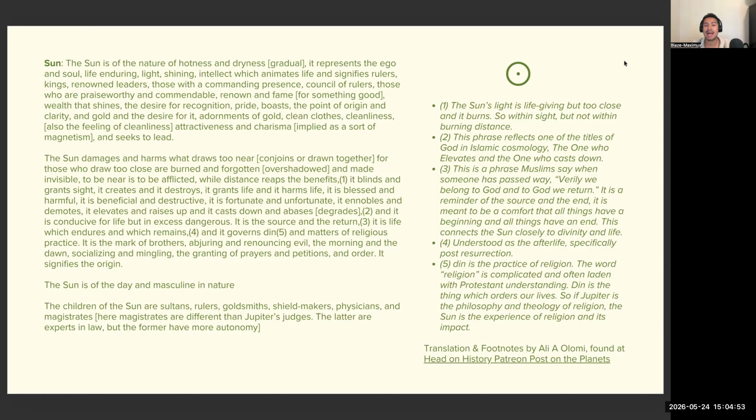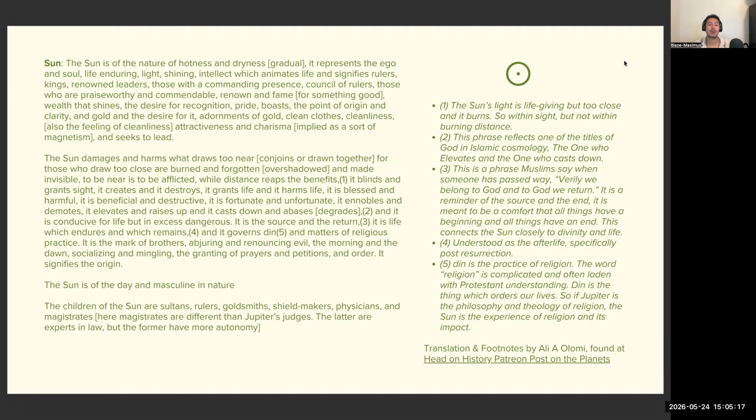It is the source and the return, which is understood in Islam as inna lillahi wa inna ilayhi raji'un. It is the life which endures and which remains. And it also governs the deen of the person, which is understood as the practice of a person's religion, the way a person orders their life through the practice of their religion and the practice of their beliefs. And is the matter of religious practice.